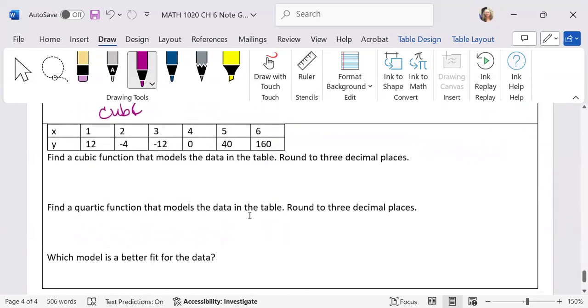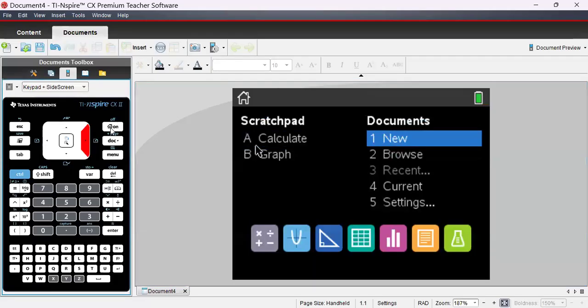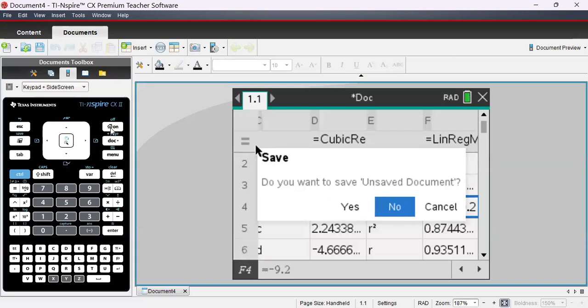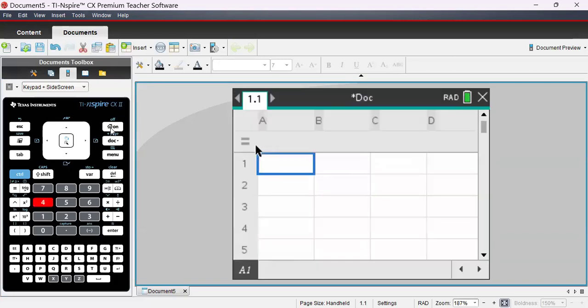All right, we have one more. This one's asking for a cubic and a quartic. They want you to compare those two and determine which one's a better model. So again, we're going to look at the R squared values. So let's start over. Home button, new. We don't want to save this. Number 4, list and spreadsheet. Rename A X and B Y, and then put in your X and Y values.